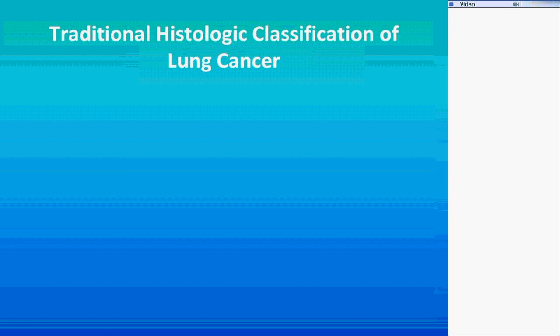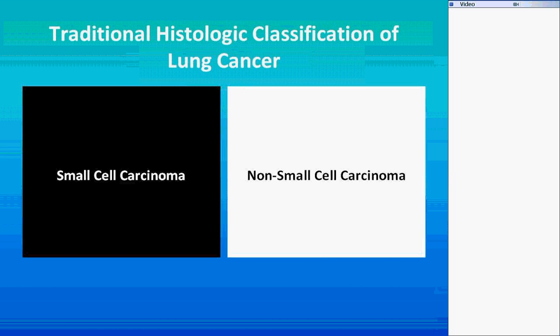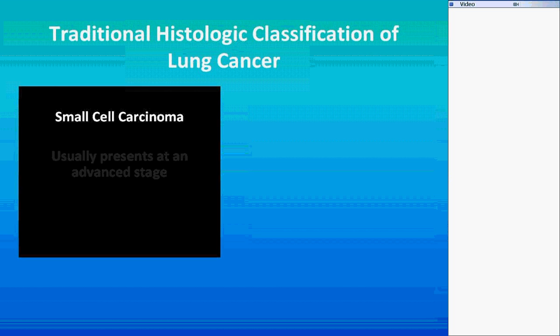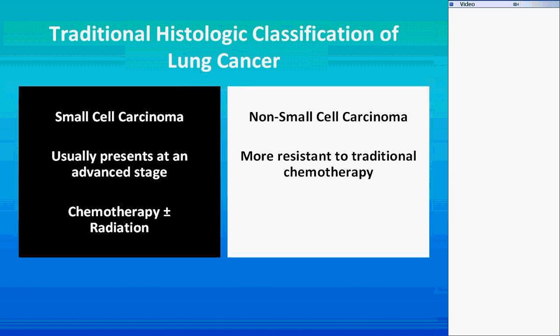Moving on to histologic typing of lung cancers, traditionally what has been asked of us as pathologists is a pretty black and white question on the surface. Is something a small cell carcinoma or a non-small cell carcinoma? Now, as all of you know, that's not such a straightforward topic in and of itself, but the distinction was based traditionally on how these carcinomas were treated and their clinical pathologic characteristics. Small cell carcinoma, as you are familiar with, unfortunately usually presents at an advanced stage, whereas non-small cell carcinoma is more resistant to traditional chemotherapy.